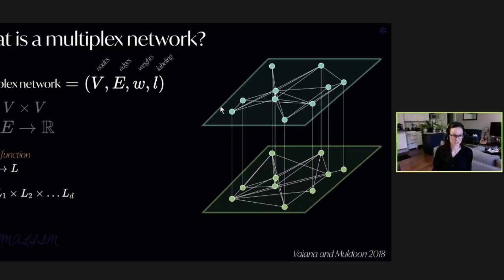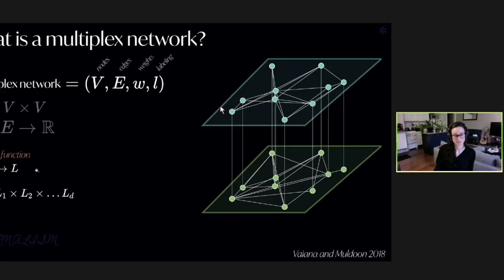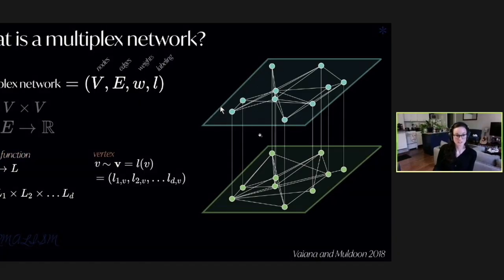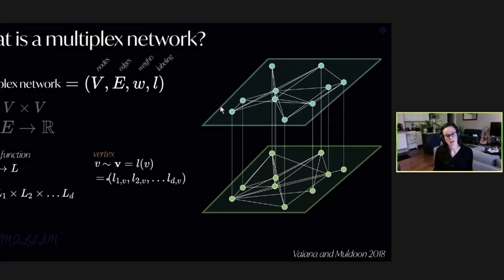But then we have this labeling function L. This is where the multiplex network or the multi-layer network really starts to shine. So for every single vertex in our multiplex network, we're going to assign to it a sequence of labels, basically. So these labels are a set, or well, cross product of different categories, basically. And if there are D categories, each called a dimension, so there are D dimensions here, then we have this D-dimensional multiplex network. So what that looks like for this particular example is that for any vertex, we assign to it the sequence of labels.